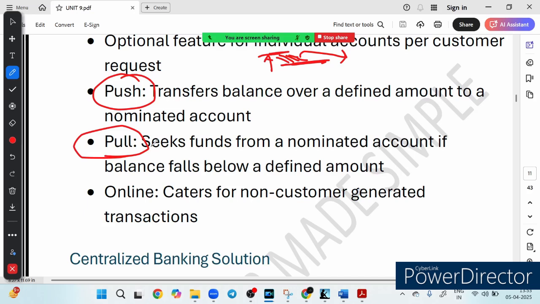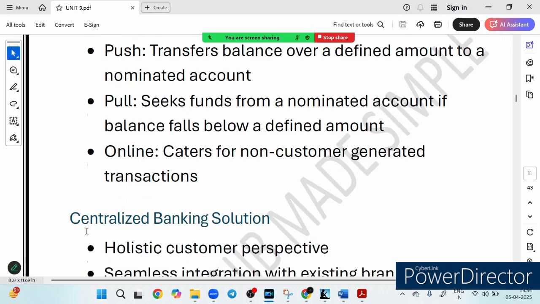This facility can also handle non-customer initiated transactions, like scheduled payments, EMI, and standing instructions. So in short, it's your money manager, always moving funds smartly in the background. That is called a sweep facility. I hope that makes sense to you. You are already familiar with these things.